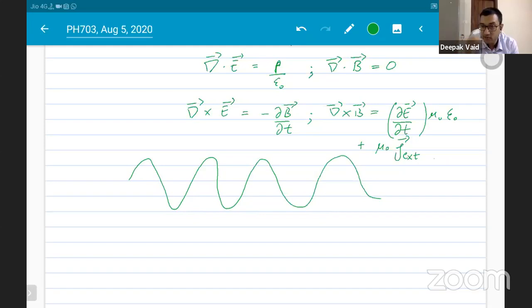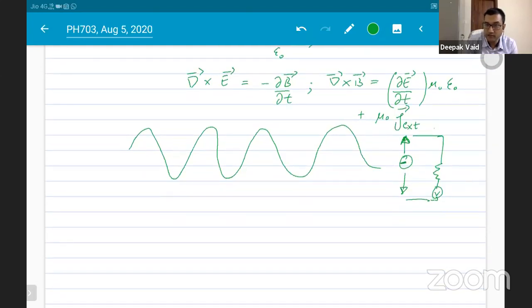And we can detect what happens by, for example, putting a charged particle. If you put a charged particle over here, what will happen is when these oscillations go and interact with the charged particle, the charged particle will oscillate up and down, right? And as it oscillates up and down, you can put this in a circuit and you can measure the oscillations of this charged particle. This is how an antenna or radio works, right?